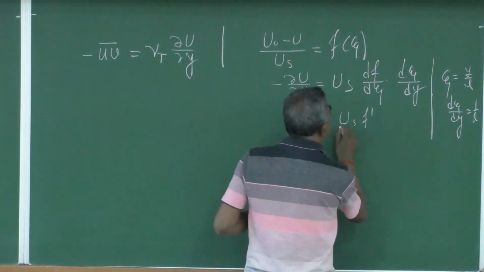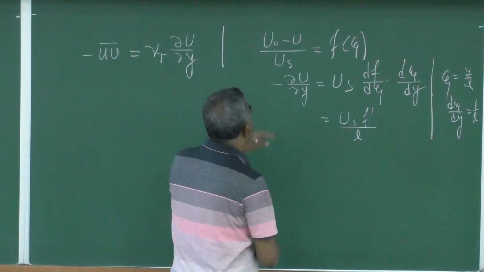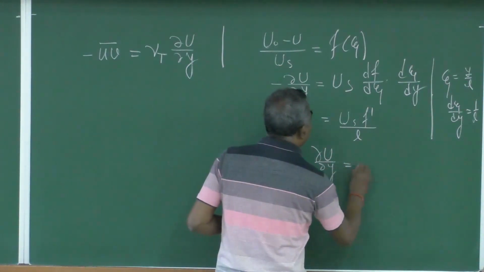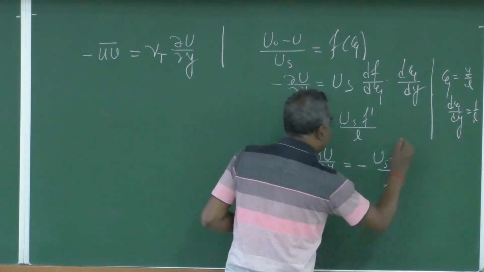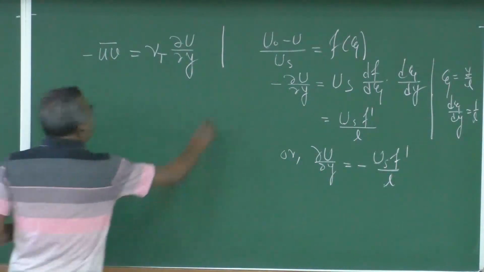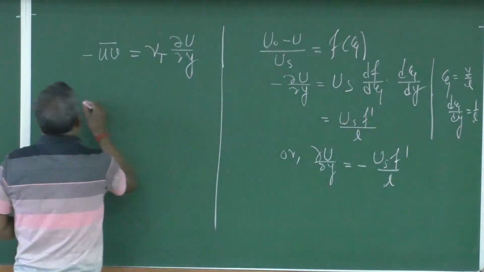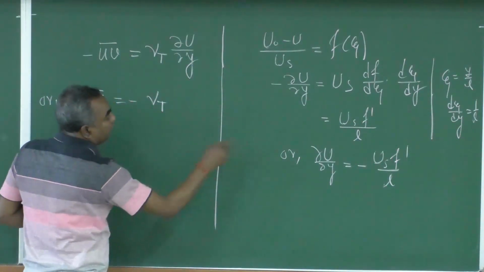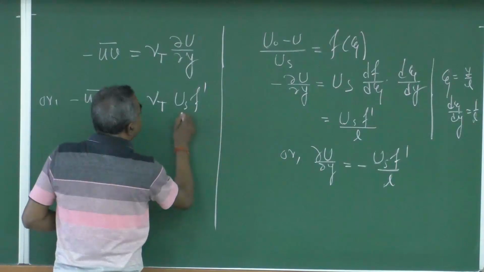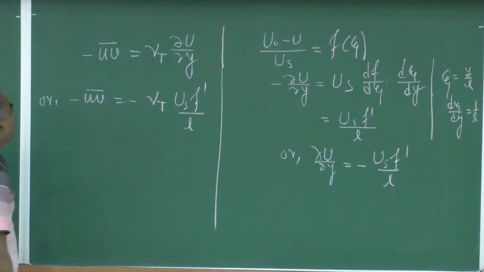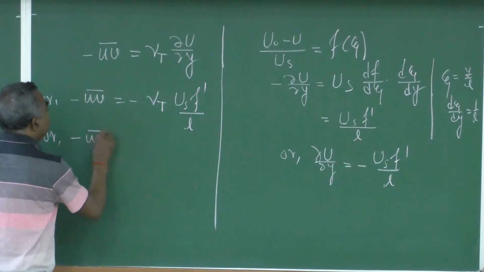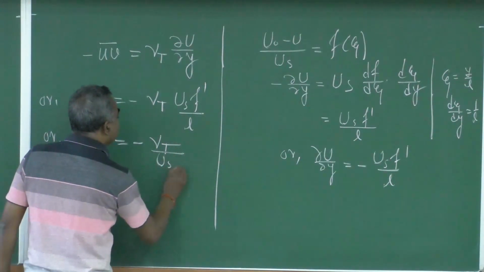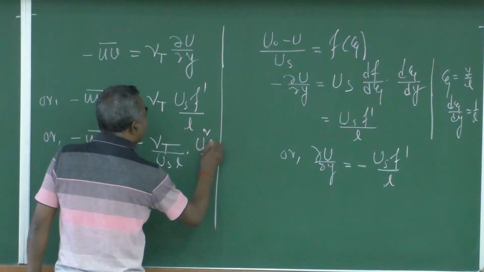So, that means this is divided by L. Or we can write that del u del y is equal to minus u s f prime by L. Now if you plug this into this particular equation, then we can write minus u v equals minus nu t, that is u s f prime by L. Let me take out one u s L, and then it is going to be u s square f prime.